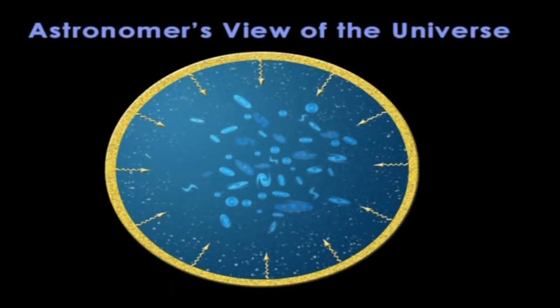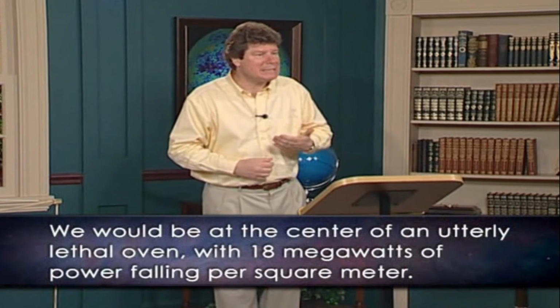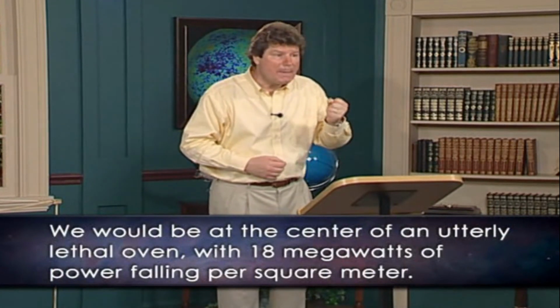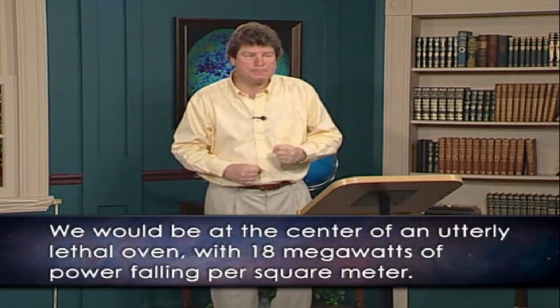Let me end this lecture by looking a little differently at this topic. In our astronomer's view of the universe, we are surrounded by a 3,000-degree glowing gas. Now, in a static, non-expanding universe, its great distance wouldn't diminish its intensity. Remember from Lecture 8, surface brightness is independent of distance. Naively, then, we should see a sky covered by 3,000-degree suns. We will be at the center of an utterly lethal oven with 18 megawatts of power falling per square meter. Now, what saves us is cosmic expansion, which transforms this brilliance into an imperceptibly feeble microwave background.